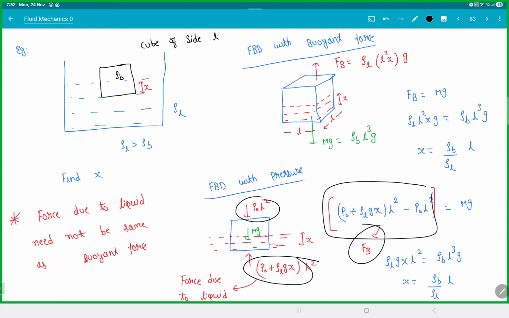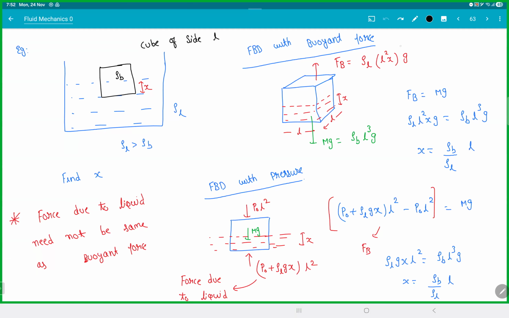Do you guys remember this? So if I ask you this question, what is the buoyant force on the body? The buoyant force on the body is this thing, rho L, L square xg. If I ask you what is the force due to the liquid, the force due to the liquid is this thing. They both are not the same.